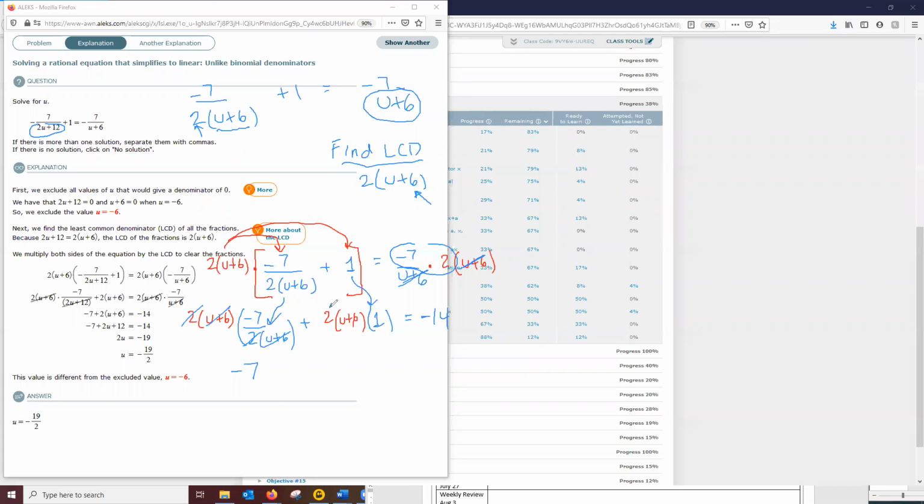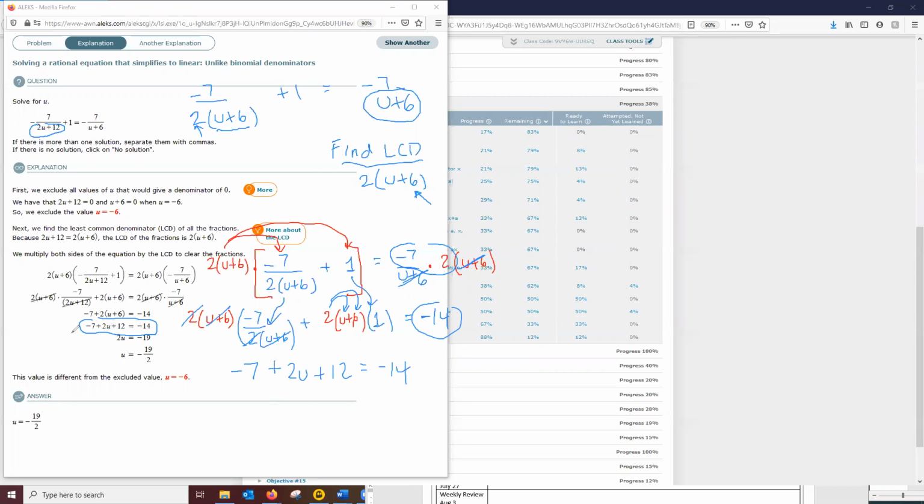I'm going to let this 2 multiply inside the parenthesis here. So that's going to be plus 2u plus 12. And on the right-hand side, I have -14. Okay, you can see we're at this step in the solution. By the way, folks, I think these explanations are pretty nicely done because they really show you exactly what to do step by step.